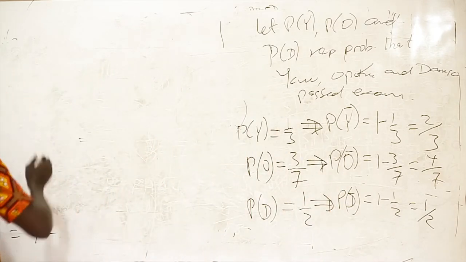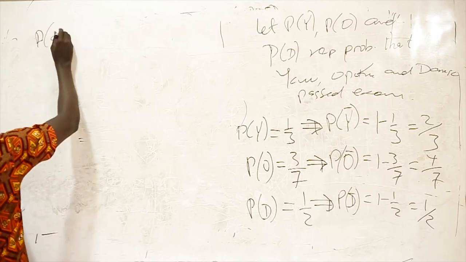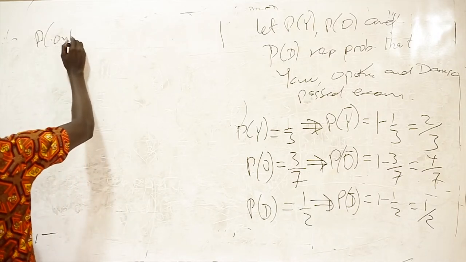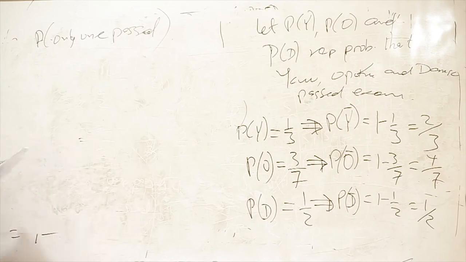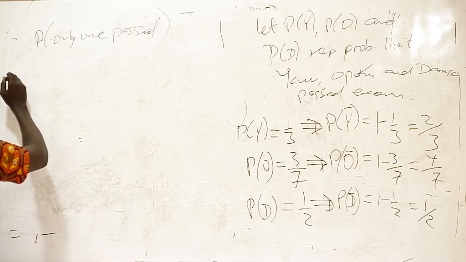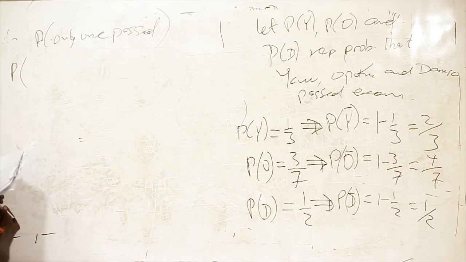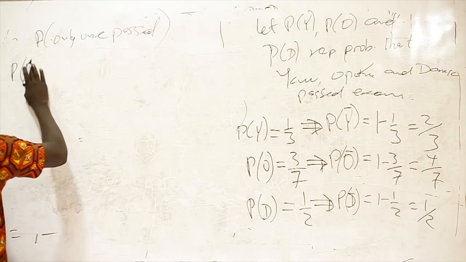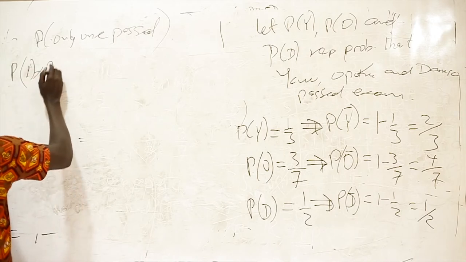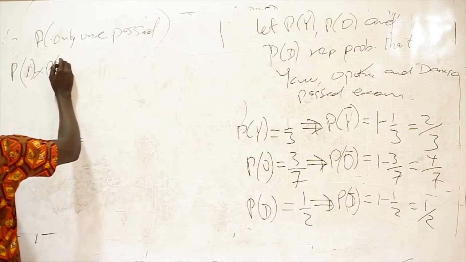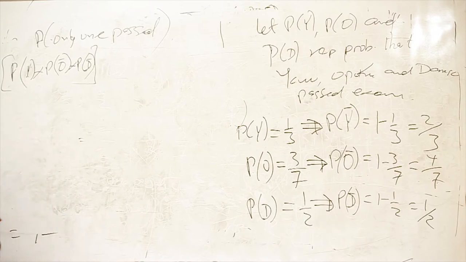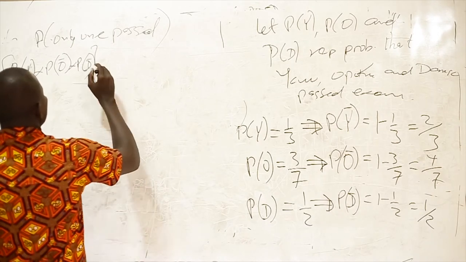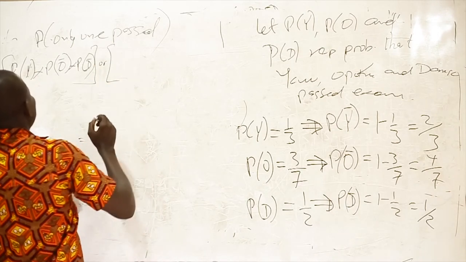Let's note that. They said only one passed. So here we use some trick. Either the first person passed. So either we have P(Y) times P, who is the second person? P(O bar) times P(D bar). That means in the first case, let the first person pass. The person who passed does not have the bar. Or the second person passes in the second bracket.